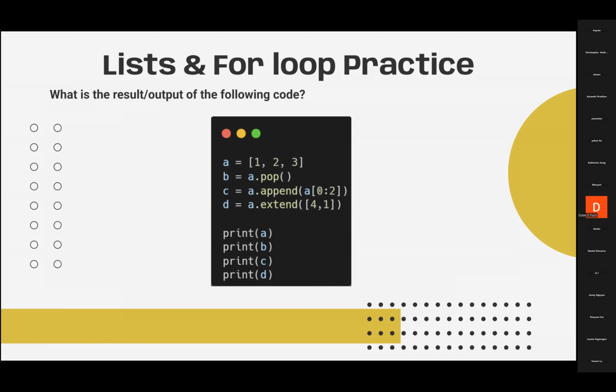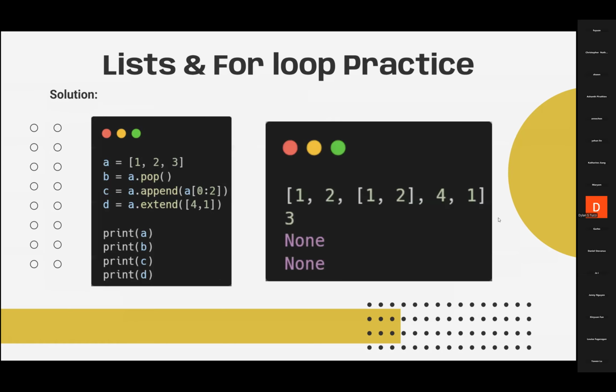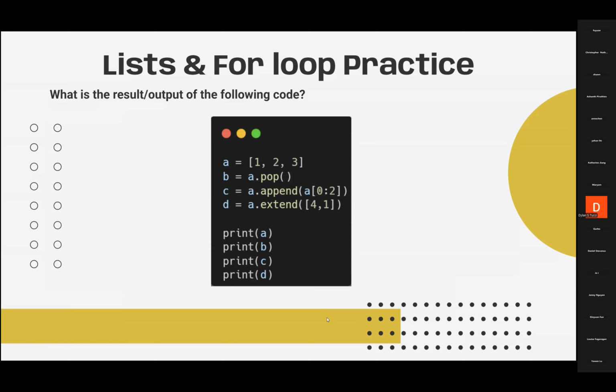Okay, now let's go through the whole step. Okay, so for A, they first print A, so we want to check what is inside A. First, we know that A is a list of 1, 2, 3, and then A dot pop will just pop the last element, and 1, 2 is the new A.